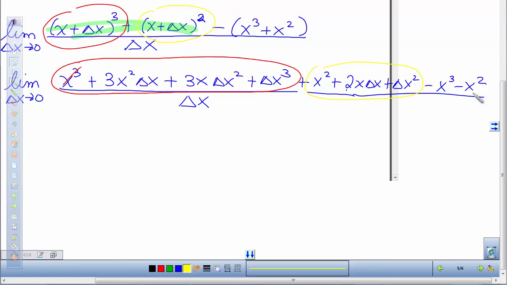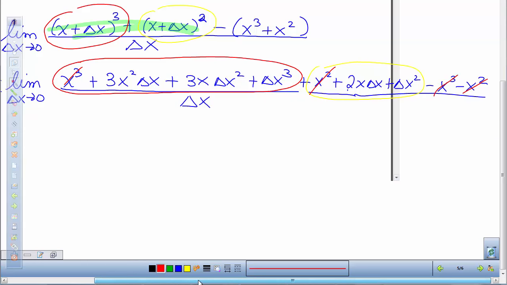Okay, now we can cancel things out. I was canceling x cubed with x cubed, and then minus x squared with x squared. Okay, and notice again that everything that's left has a factor of delta x in it. We're going to need that to happen every time.